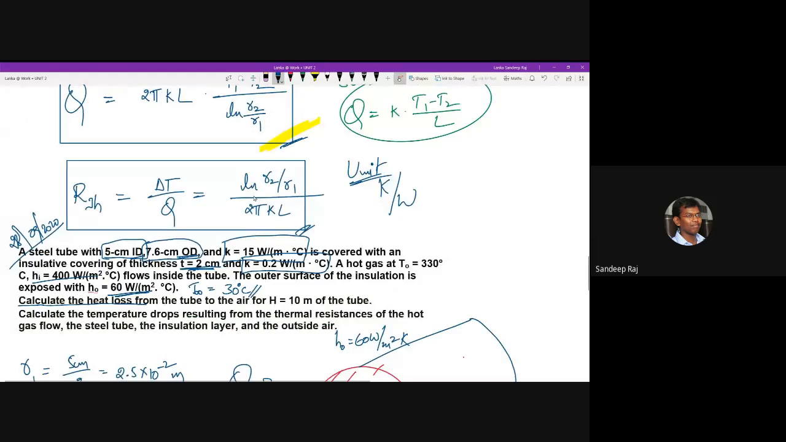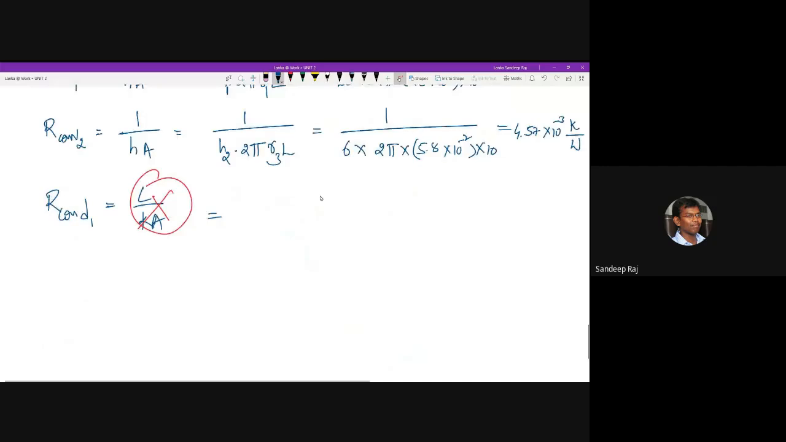What you should consider is this one. It is a cylinder. For a cylinder, it is 1 by 2 pi KL into ln R2 by R1. This formula you have to take. Can you see this formula? Yes, sir. This is the formula that you are supposed to take here. So the formula is 1 by 2 pi KL into ln higher radius, here the higher radius for conduction one is R2, by the lower radius, that is R1.